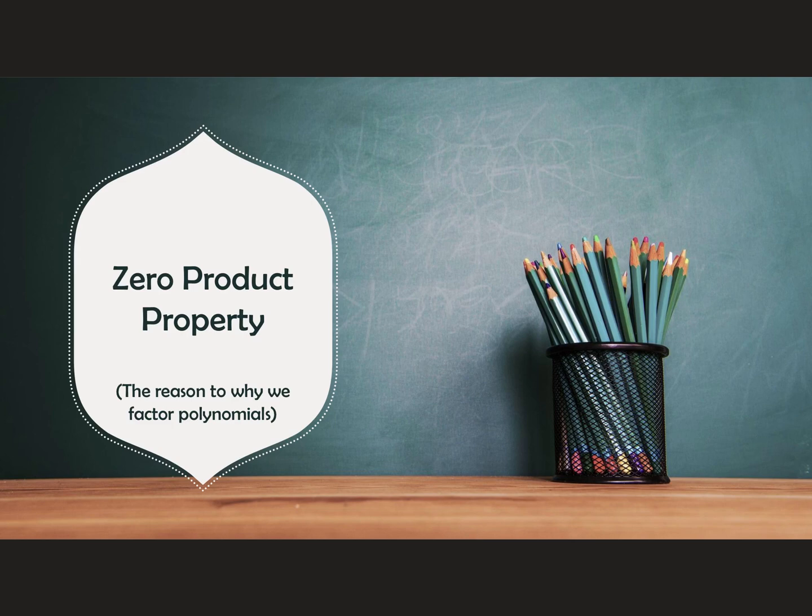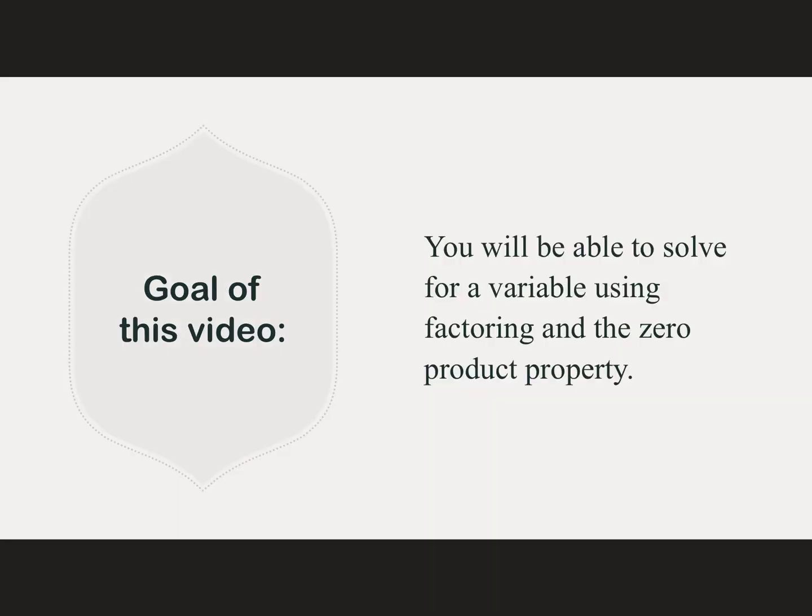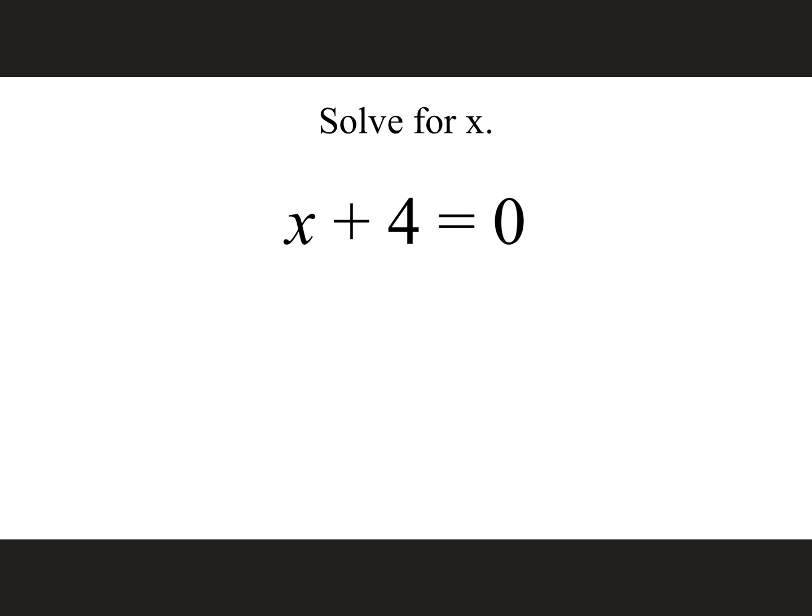All right, here's the video called Zero Product Property. And you should have already watched all the videos on factoring polynomials, because now we get to why we factor polynomials: because we want to know what x equals. And then later on, at the end of this video, I'll tell you why that's important. So the goal of this video is that afterwards you'll be able to solve for a variable using factoring and the zero product property. Let's start with something very simple.